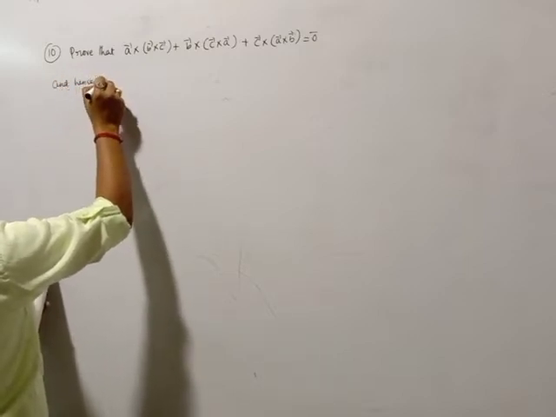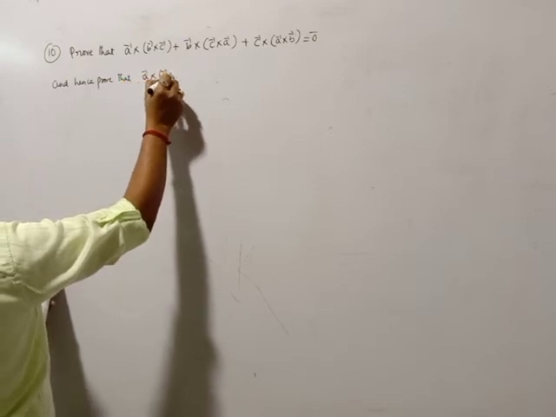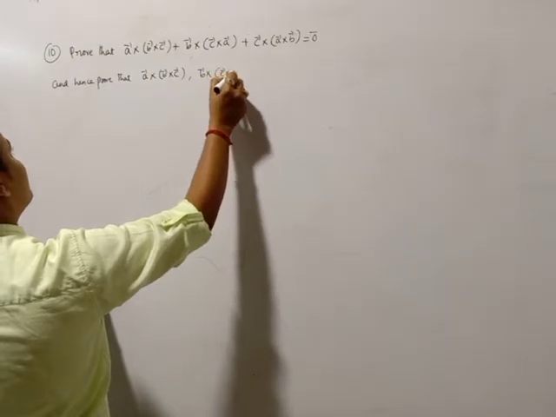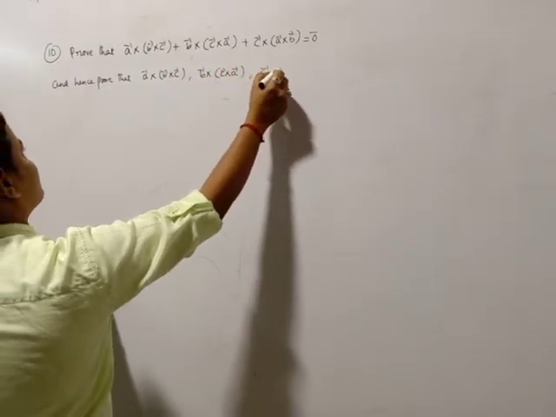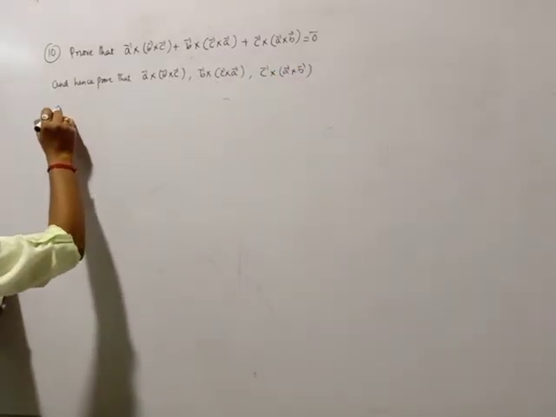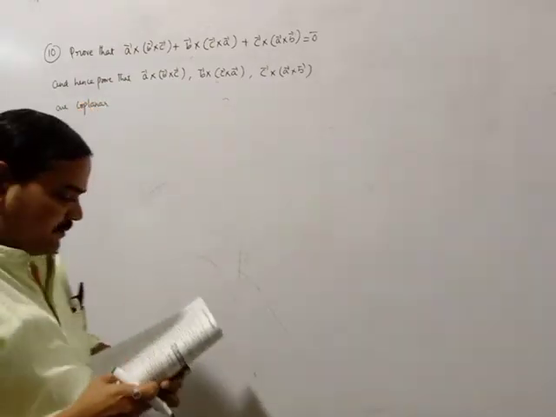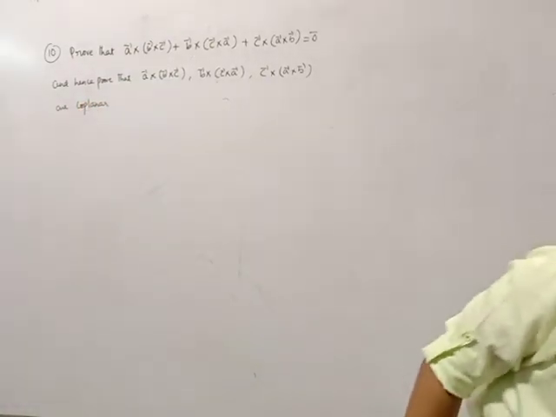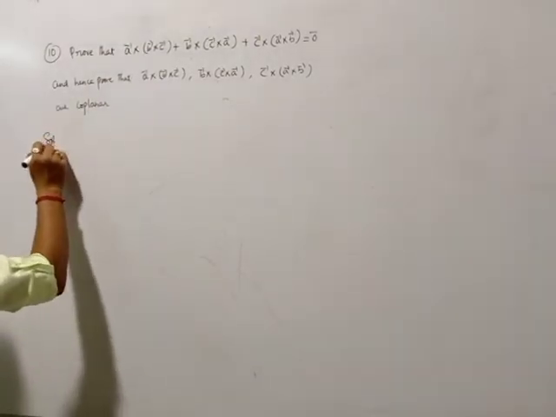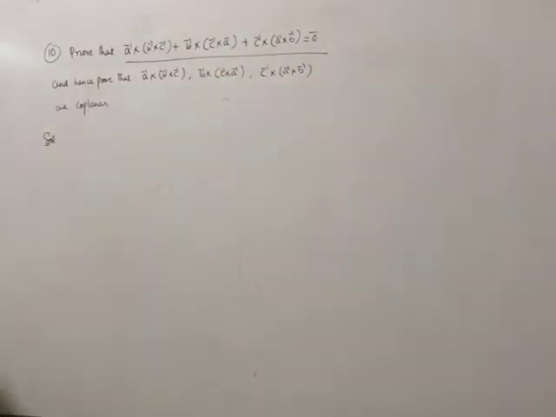prove that A bar cross of B bar cross C bar, comma, B bar cross of C bar cross A bar, comma, C bar cross of A bar cross B bar are coplanar. Coplanar. You need to prove that one. Now, this is the easiest one, but it is a very important rule. It is a property, one of the very important properties for the class.